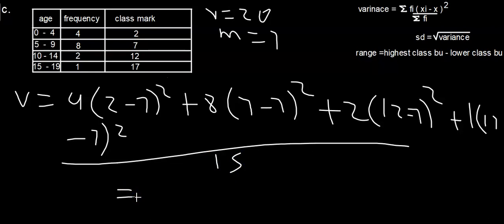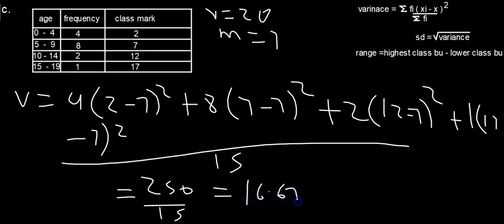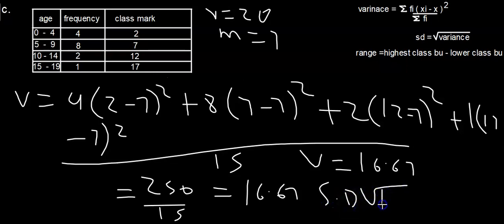When you do the whole calculation, you get 250, and 250 divided by 15 is 16.67. So this will be the variance. The variance is 16.67. And then the standard deviation will be the square root of the variance, and the square root of 16.67 is about 4.008. So this will be your standard deviation.